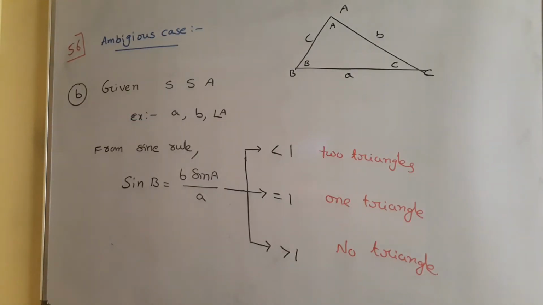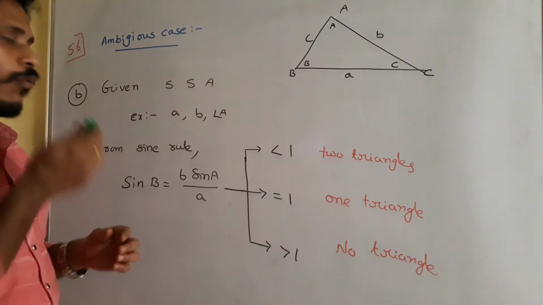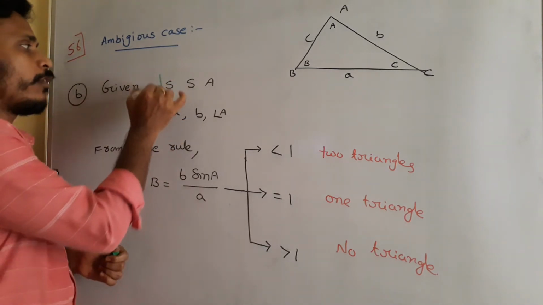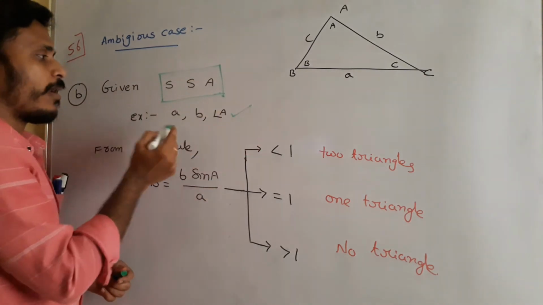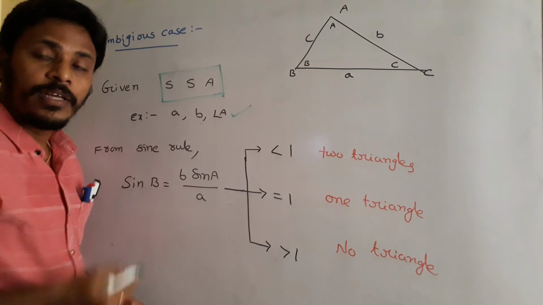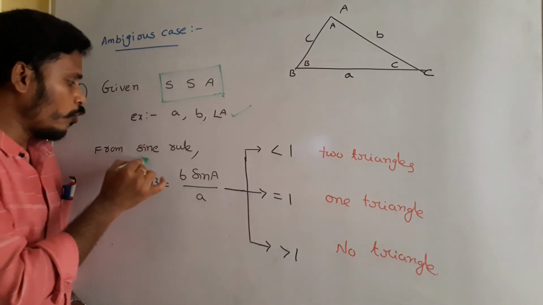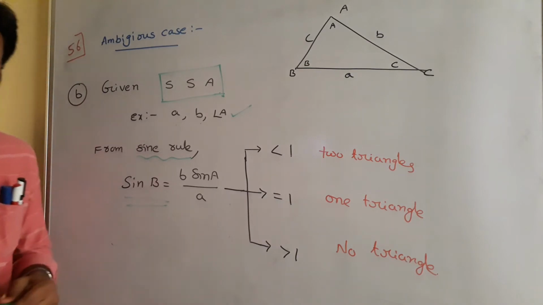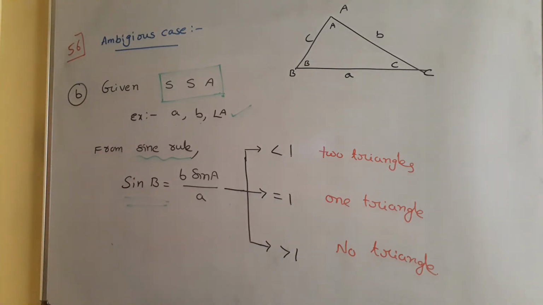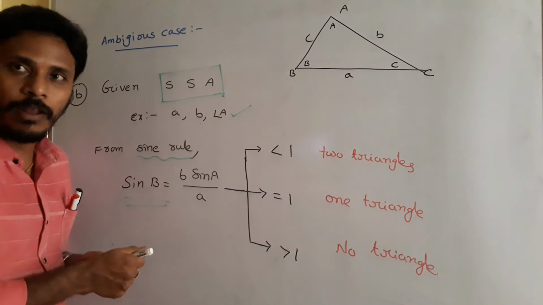Okay, just look at the board. As we discussed before, in one case, if I have two sides and the angle which is not included between the sides, for example a, b and angle A, in that case, using the sine rule, we will find another angle B.